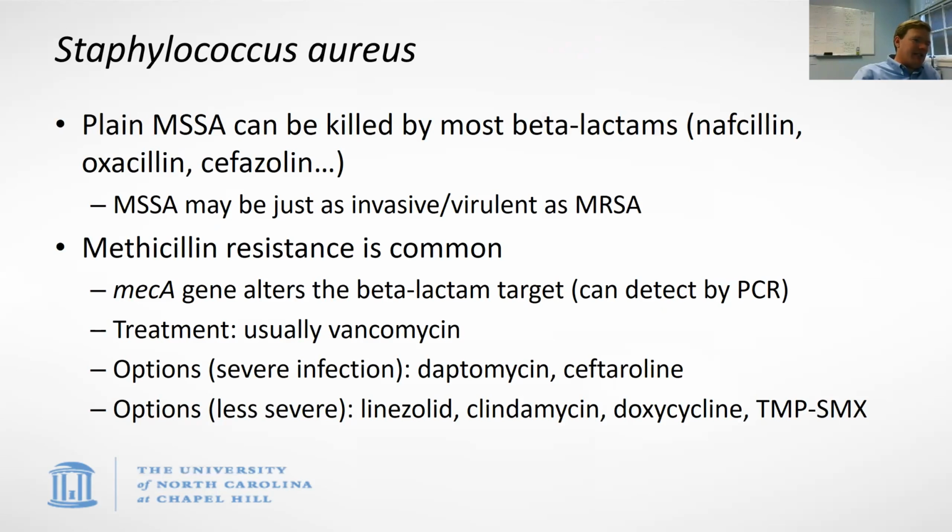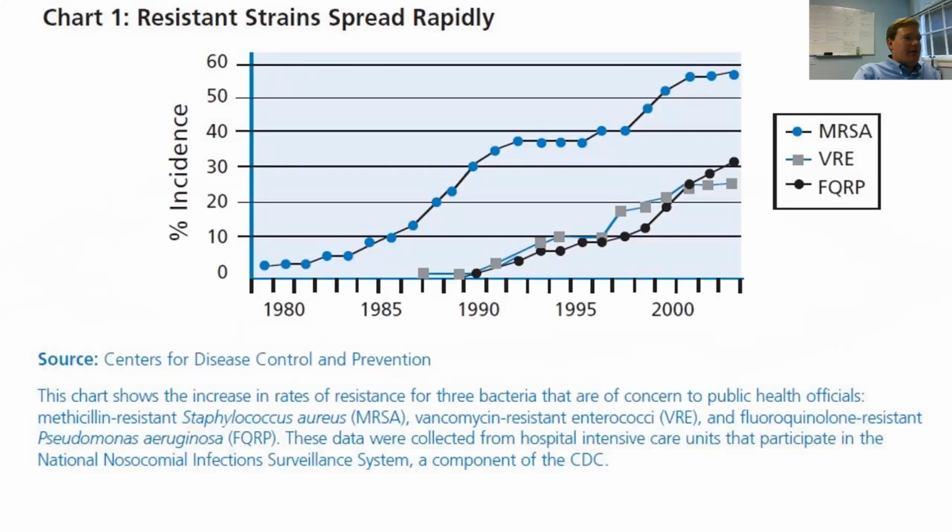For severe infection, we can use daptomycin and ceftaroline. For less severe infections, we can use linezolid, which is also good for severe Staph aureus pneumonias. We can use clindamycin, doxycycline, Bactrim. So there are still several IV and oral options for MRSA. But it causes really severe infections, and because it's so common and the threat of MRSA is always out there, this is why we give vancomycin to so many patients with severe infection.